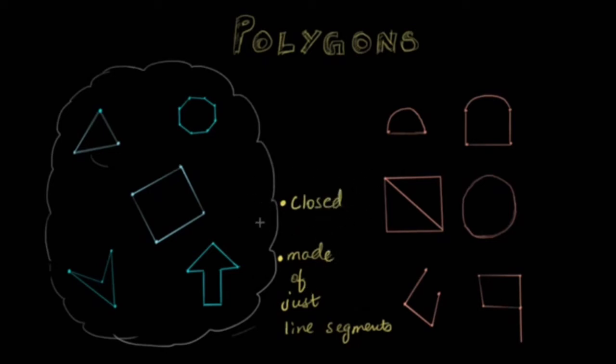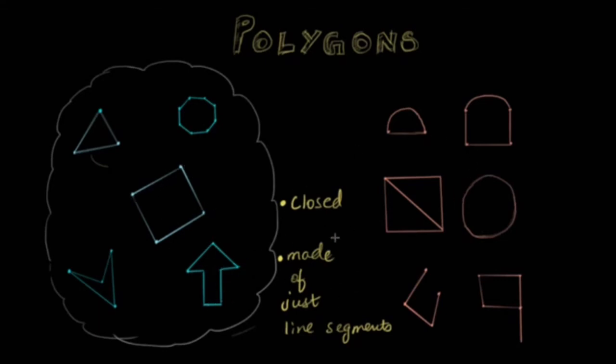Because if it's only closed, I know that a circle would be part of this family, but circle is not part of the family. If it's only closed, then this will also be a part, this will also be a part, but we know these are all not part of this family called polygons. So, but if I take both of these, closed and made of just line segments, then I can see that, okay, this is closed, made of only line segments, this is closed, made of only line segments.